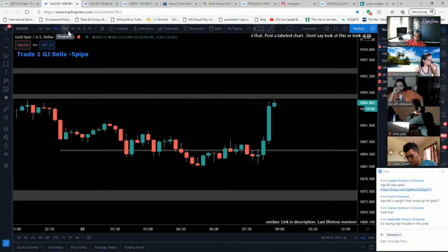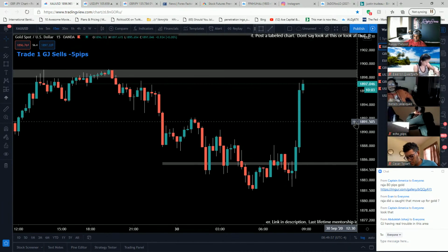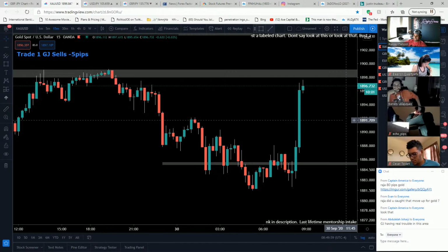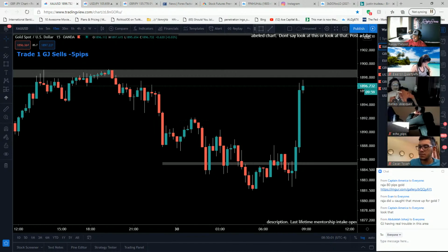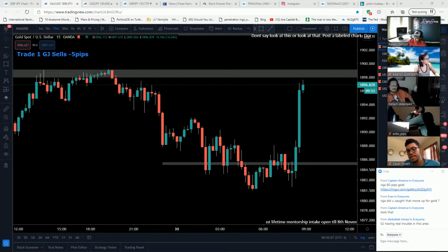Yeah, there you go, because you didn't take that sell on GJ. Yeah, exactly. That was a clean break to the downside to retest the 500 area. That was an easy trade.